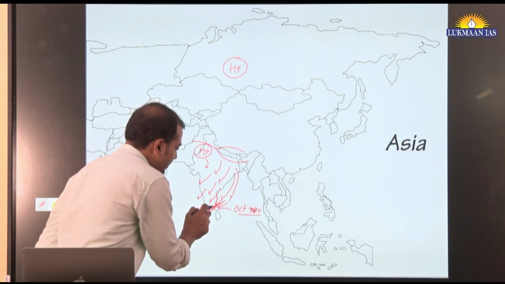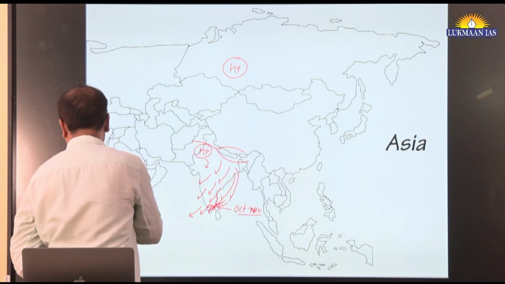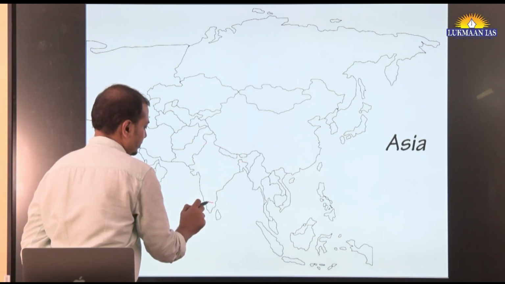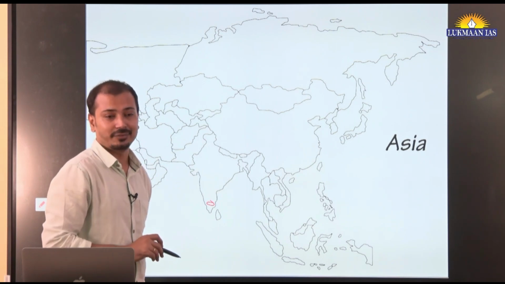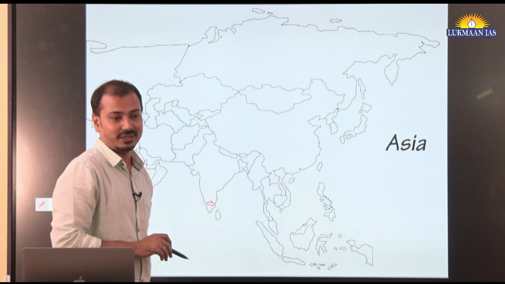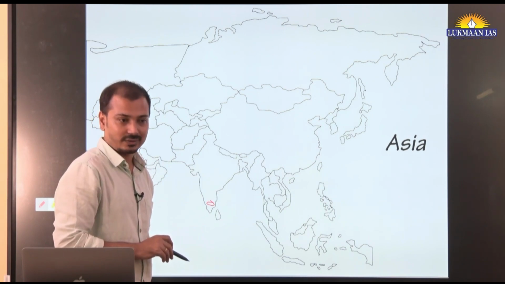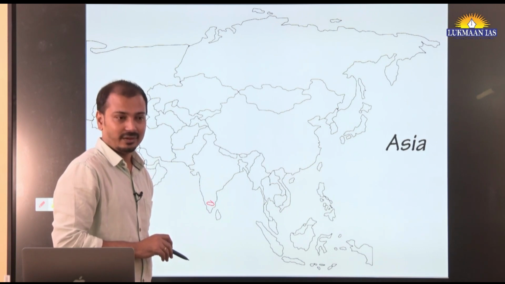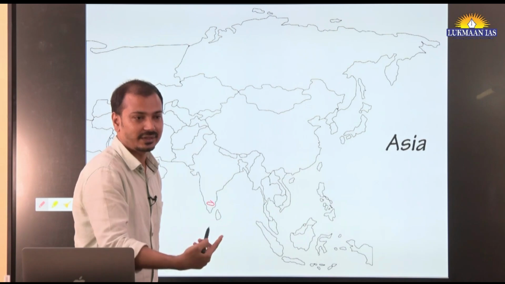Basically, this particular region is the drainage basin of which river? Kaveri River. Now the Kaveri River drainage basin receives the waters in its catchment area during both the southwest monsoon as well as the retreating monsoon.